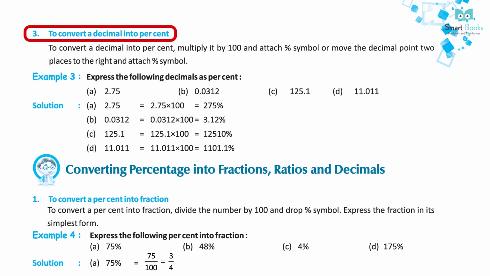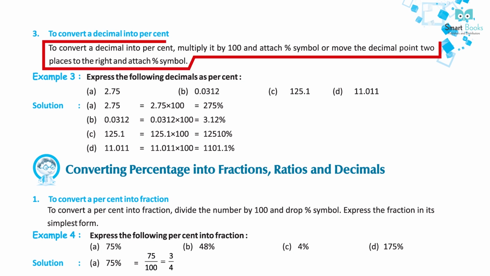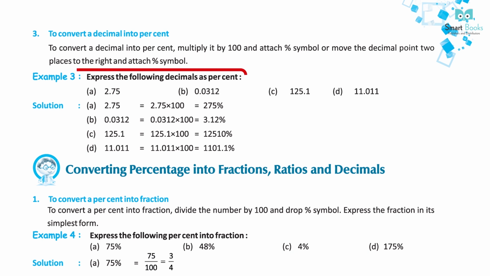Third, to convert a decimal into percent. To convert a decimal into percent, multiply it by 100 and attach the percent symbol, or move the decimal point 2 places to the right and attach the percent symbol. Example 3. Express the following decimals as percent. A. 2.75, B. 0.0312, C. 125.1, D. 11.011. Solution. A. 2.75 is equal to 2.75 into 100 is equal to 275%.